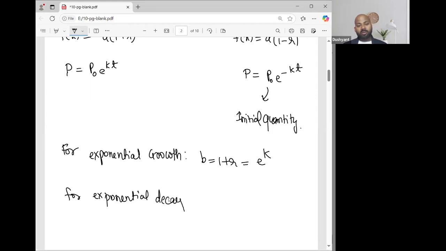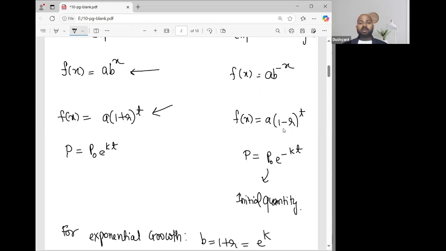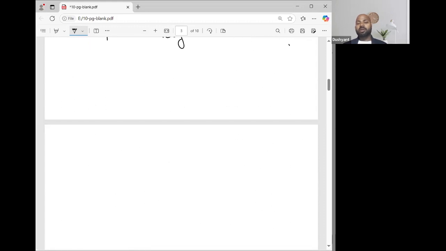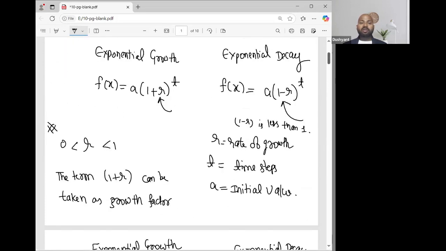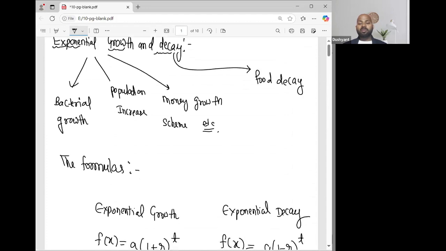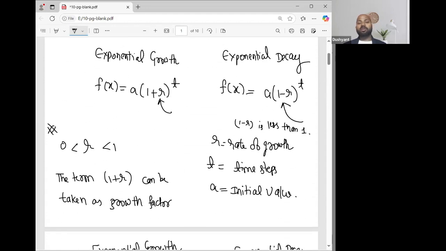Similarly, for exponential decay, b equals 1 minus R, which equals e to the power of minus k. So nothing else. This 1 minus R is considered as e to the power of minus k, and here 1 plus R is considered as e to the power of k. That's just a different representation of exponential growth and decay. Just look at the formula and some different forms of exponential growth or decay.